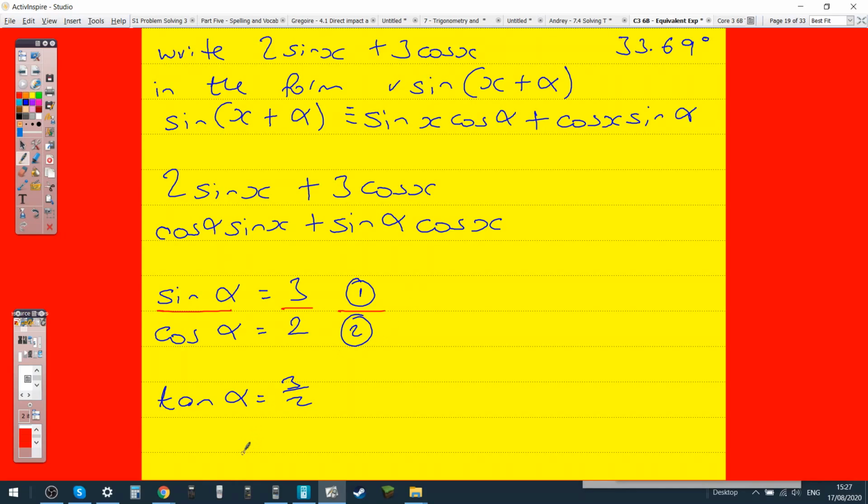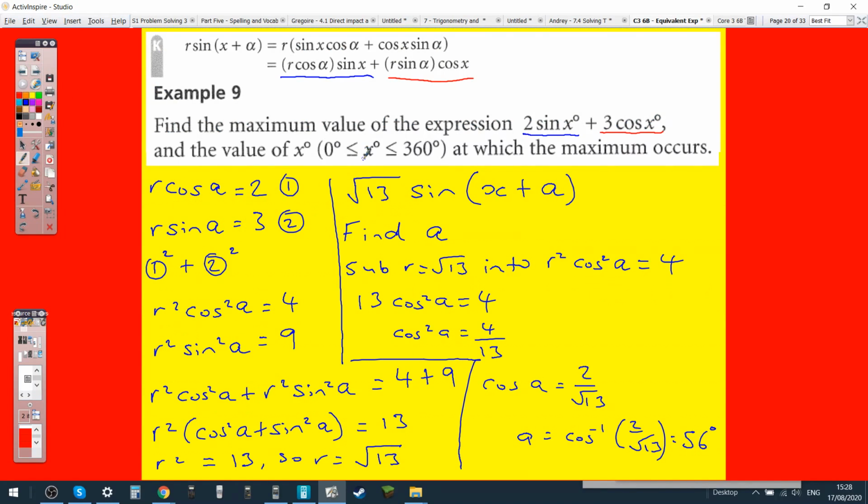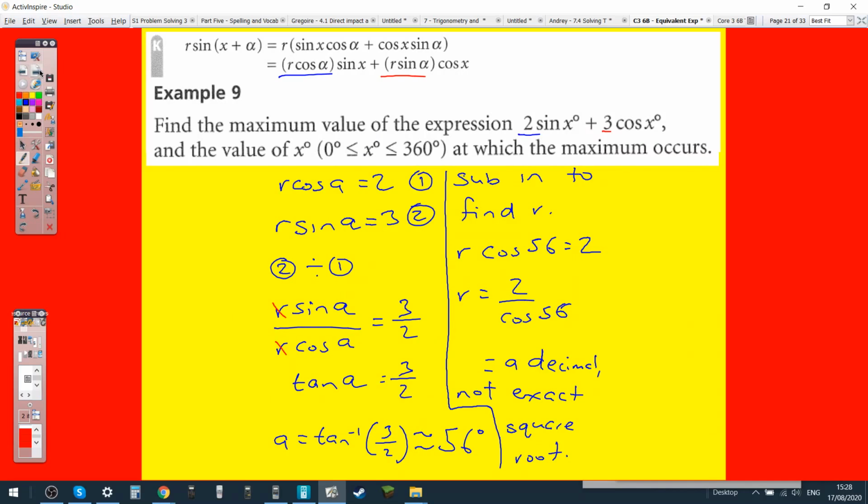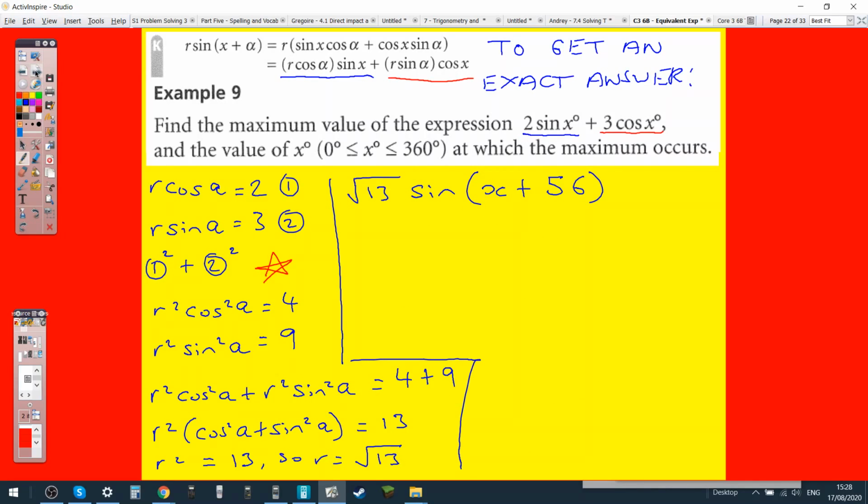And so what is alpha? Alpha is 56.3 degrees. Using our Pythagoras thing, we said that r, the number in the front, was root 13. And so it should be root 13 sine of x plus 56.3 degrees. Let us see. So I just wrote 56. That's it.